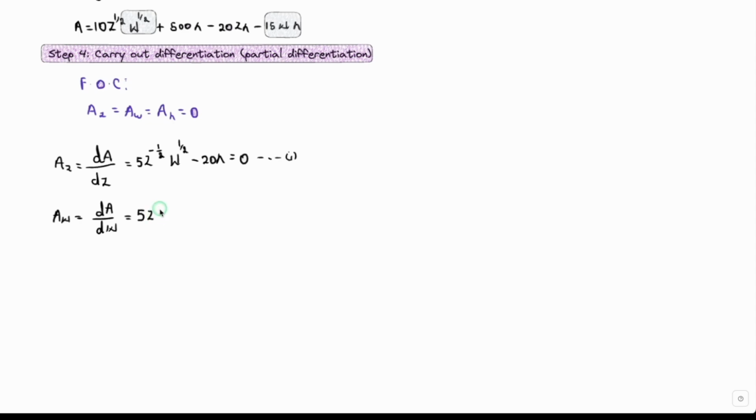The z, just like happened previously, it remains exactly as it is. Z to power a half. The w, now it's a half minus 1. Just like before, this now becomes negative a half. There is no w here, I ignore. There is no w here, I ignore. There is a w here, I differentiate. 1 times minus 15 is minus 15. 1 minus 1 becomes w to power 0, which is 1. That is 15 times 1 times lambda. That is 15 lambda equals to 0. That's equation 2. I move on to lambda.